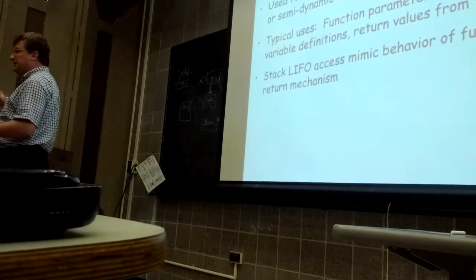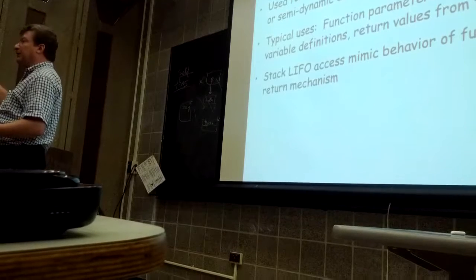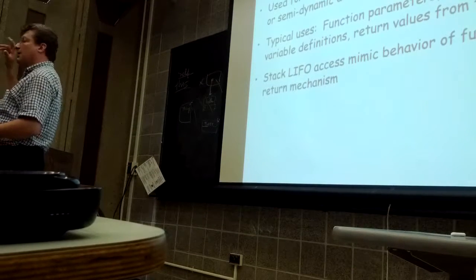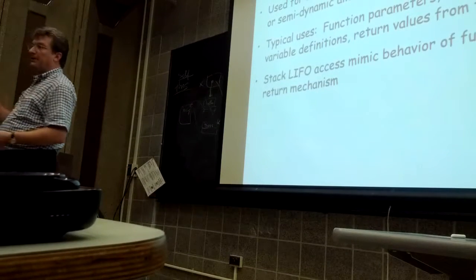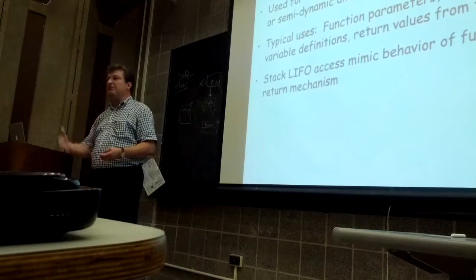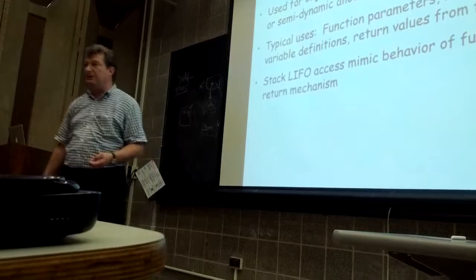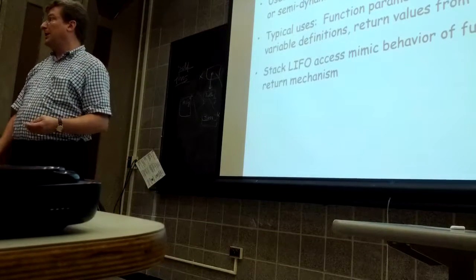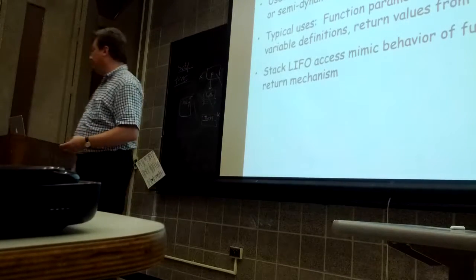If A calls B, calls C, calls D, you'll have a stack frame for D with all the local variables for D, all the parameters for D, and so on. Below that there will be a stack frame for C, and below that a stack frame for B, and below that a stack frame for A. Is that clear to everybody?